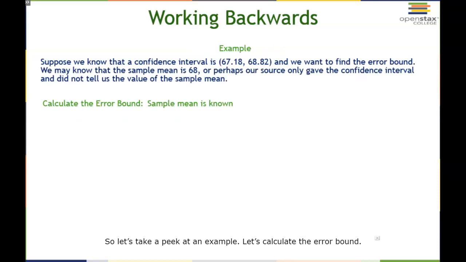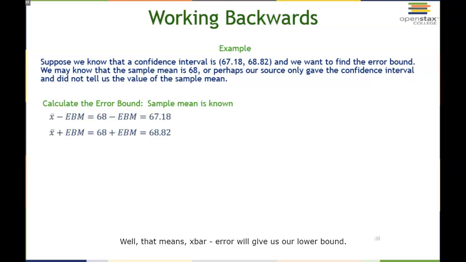Let's calculate the error bound. We have this example. Suppose we know our confidence interval is 67.18, 68.82, and we want to find the error bound. We might know that the sample mean is 68. So let's try that first. Let's find our error given we already know our mean. Well, that means X minus our error will give us our lower bound, and X plus our error will give us our upper bound. So we can choose to use either one of those. That's just an algebra problem at that point.